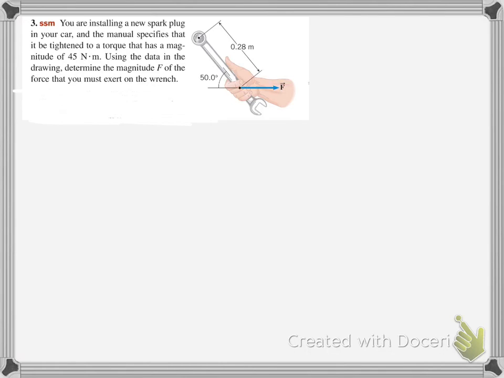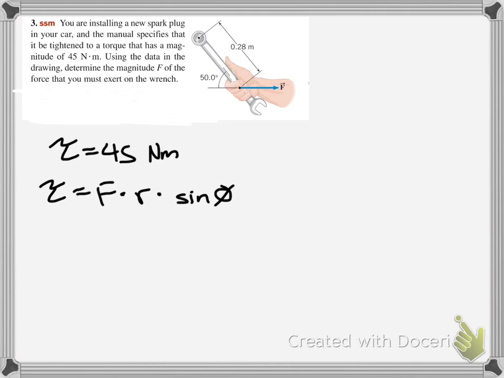Alright, first things first, if you have no idea what you just read, write down the values they give you. Torque is equal to 45 Newton meters. Torque is also equal to F times r times sine theta. They give you that theta and they also give you that r. And they ask you for the force. So this is just like the problem from before. Just plug in the values. 45 is equal to F times 0.38 times sine 50.